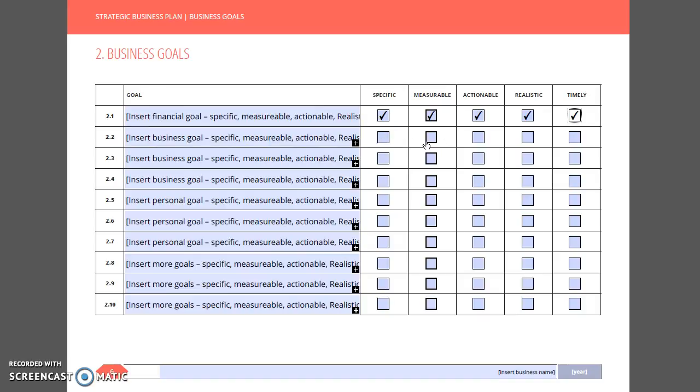So when you put each of your goals in here, just go across and make sure that it's very specific. You can measure whether it's successful. It's something that's actionable. It's a realistic goal, and you can put a time frame around it. So you've got financial goals, business goals, personal goals, other goals, whatever it is for you. I like to keep it to around 10 because that's manageable. Less than 10 is great, but you just put in there your big goals for the coming 12 months.